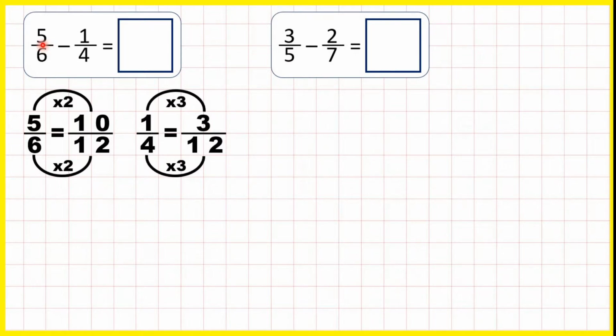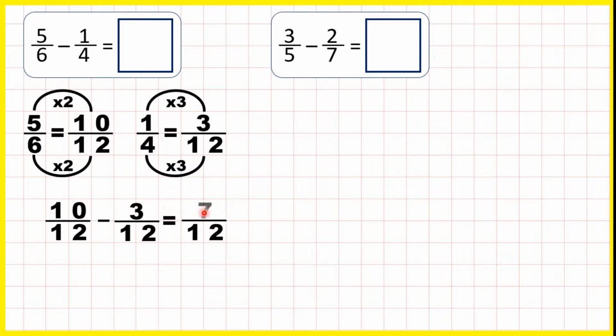So instead of 5/6, we can write 10 over 12, and instead of subtracting 1/4, we can subtract 3 over 12. Now we have a common denominator, so the denominator stays the same in our answer, and 10 minus 3 is 7, so our answer is 7/12.